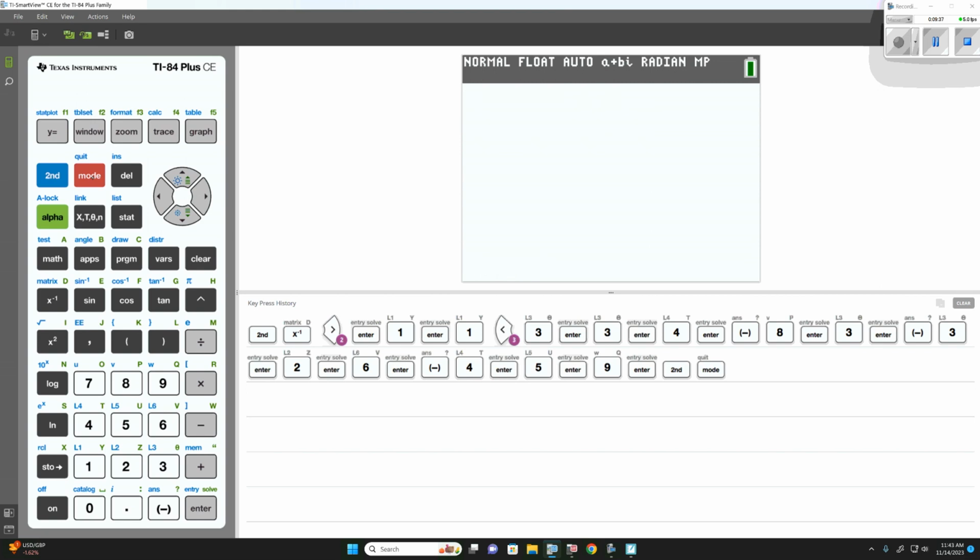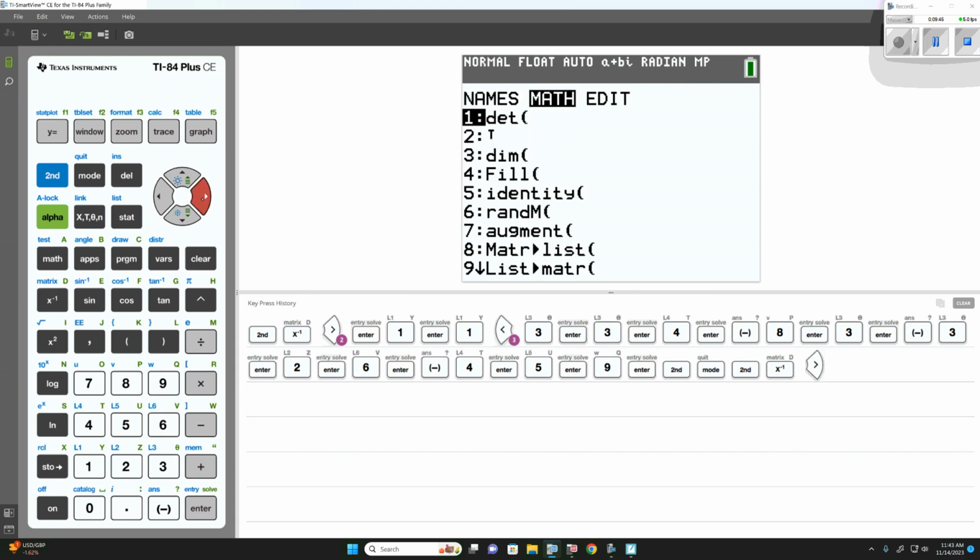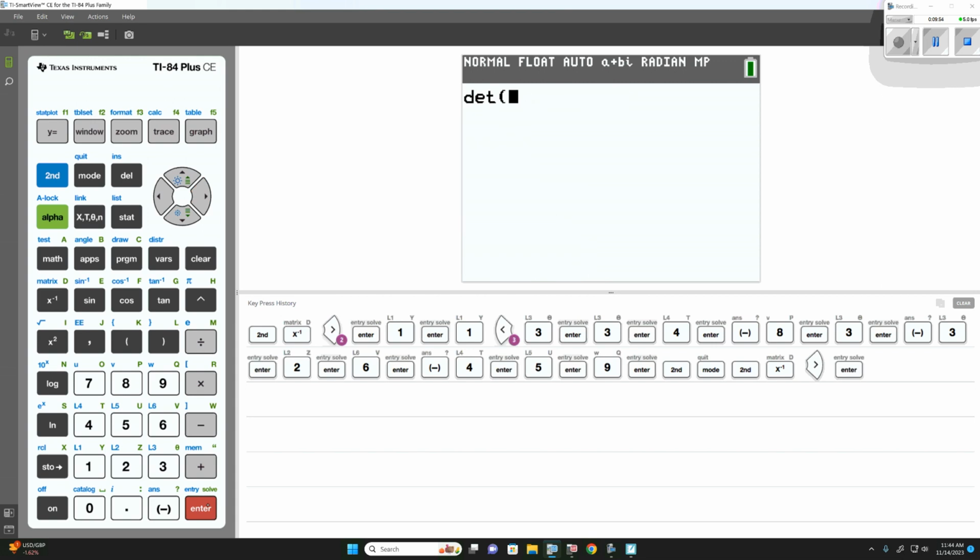Second quit. Second matrix. Normally when we did addition, subtraction, multiplication, division, we plug the number in and then recall from here. If we go over one, math, these are different operations we can do with matrices. And the first one, DET, is determinant. So we can say DET, second matrix, A, and it's telling the calculator to take the determinant of matrix A, which is negative 93.